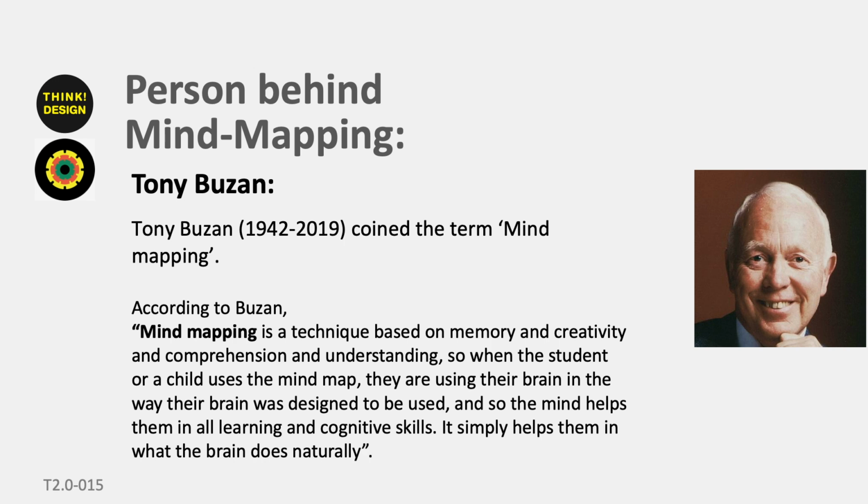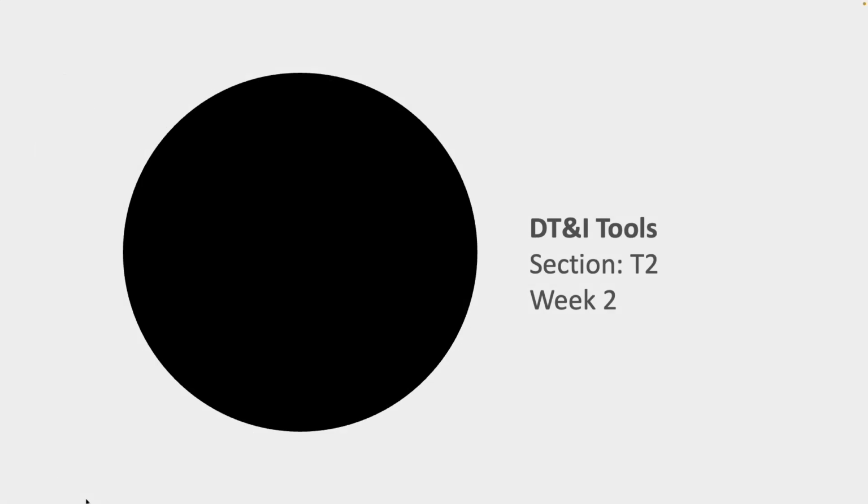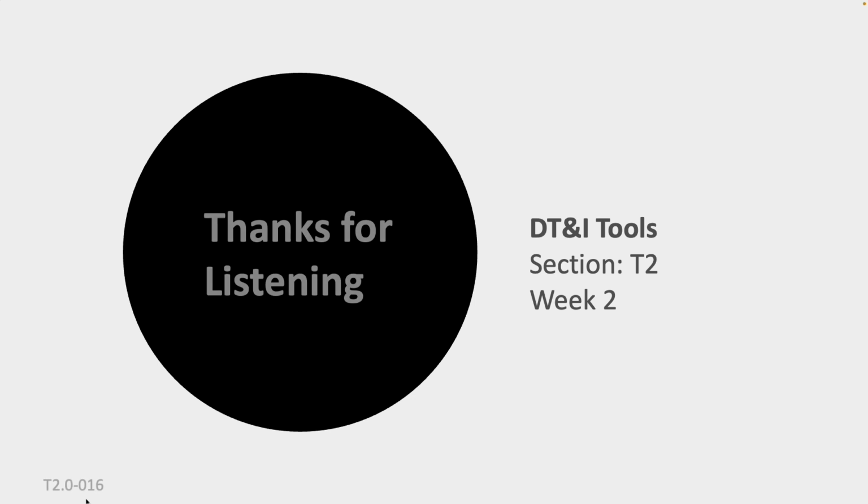Okay, so what he's saying is that we actually learn to understand the world around us through a kind of mind mapping which happens inside our mind. But what we are doing here, because you've taken a problem space, you're making it visible in terms of a visible mind mapping technique. So that was design thinking and innovation tools, section T2 of week 2. Thanks a lot for listening.